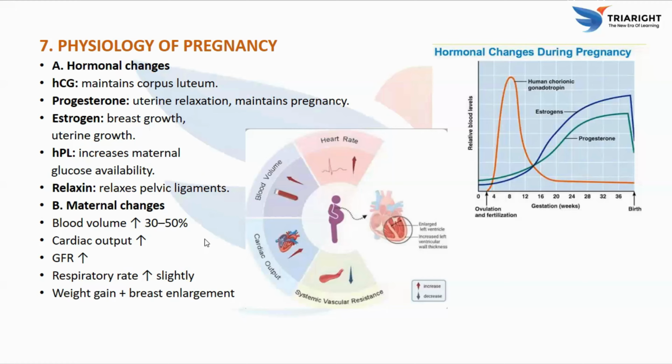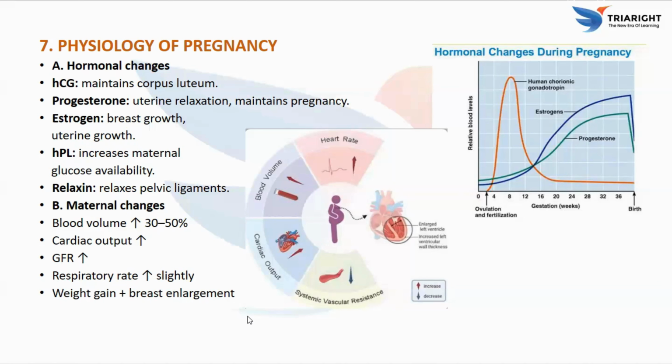And cardiac output increases, so the heart pumps more blood per minute, because both mother and baby need oxygen, right? This may cause a faster heart rate, a 10 to 12 beats per minute increase. GFR increases, nothing but kidney function increases. Kidneys filter more blood. It helps to remove waste from the mother and baby. Increased GFR increases the urination frequency.